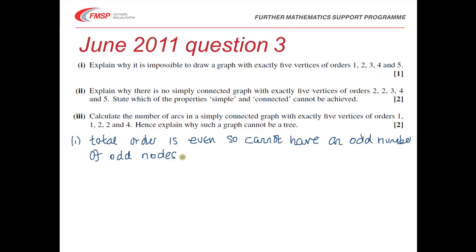So that is what breaks down in part 1. We've got 3 odd nodes here, and that's not allowed.